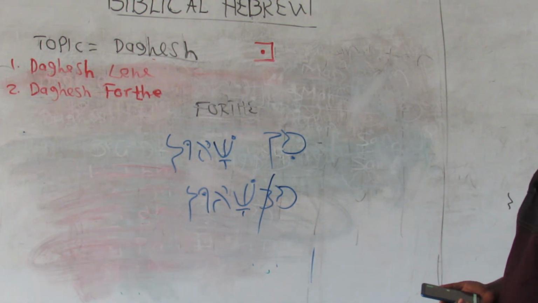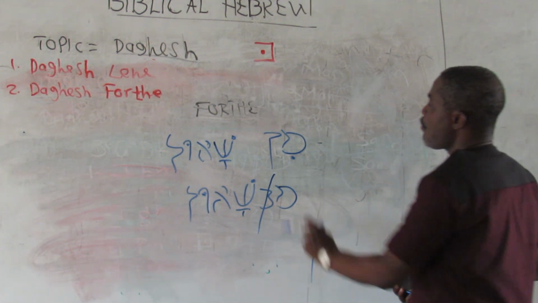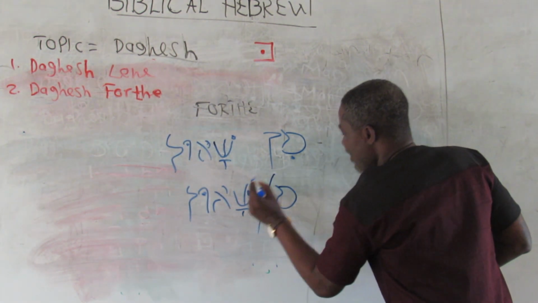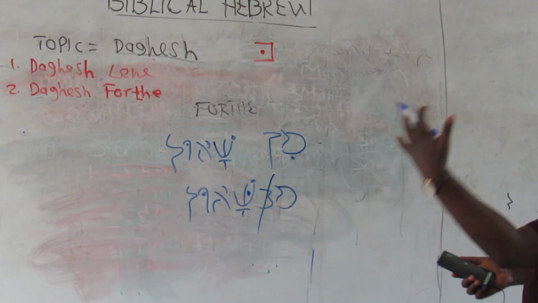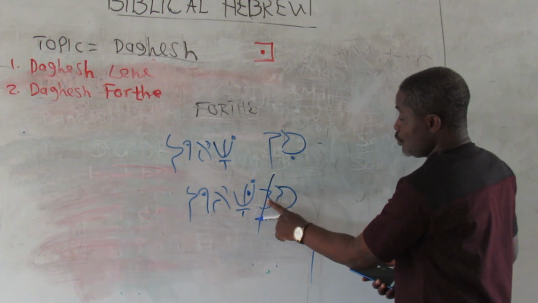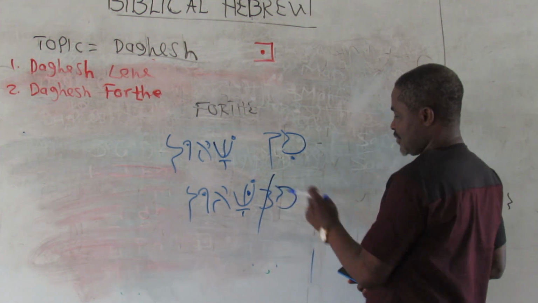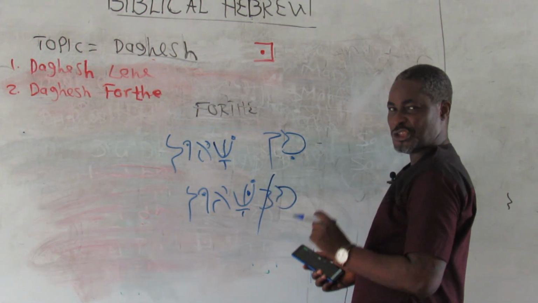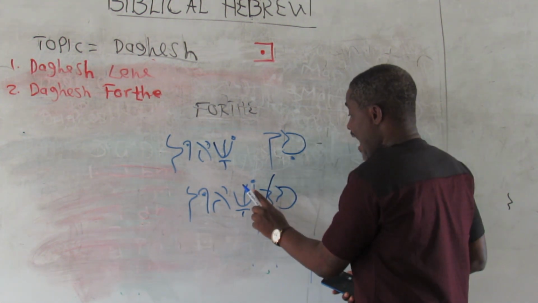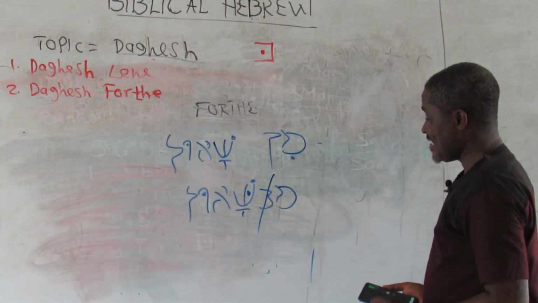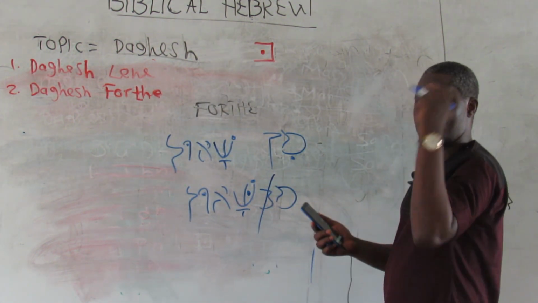And when the letter nun drops, that is when you use Dagesh forte. You put a dot inside the next letter to show that nun has been compensated for. So in this case, nun is dropped, but the next letter, which is a shin, is doubled by the Dagesh forte, which is the piercing, the dot inside the next letter to show that something has dropped.